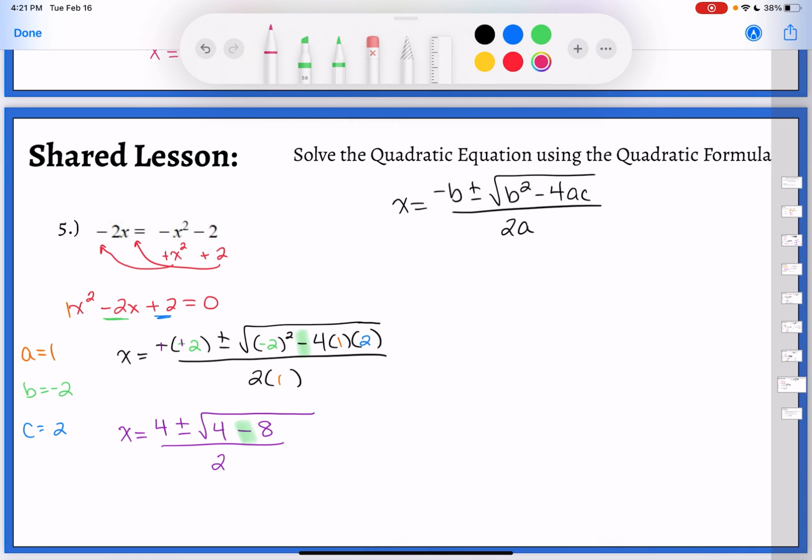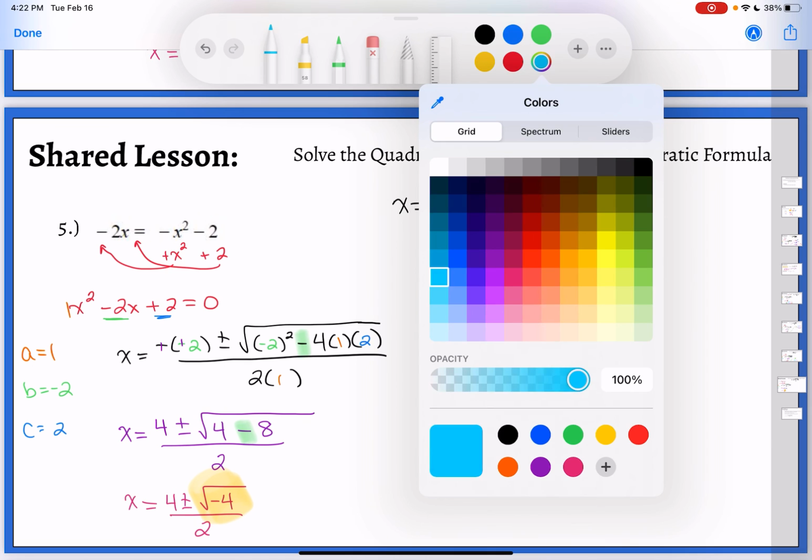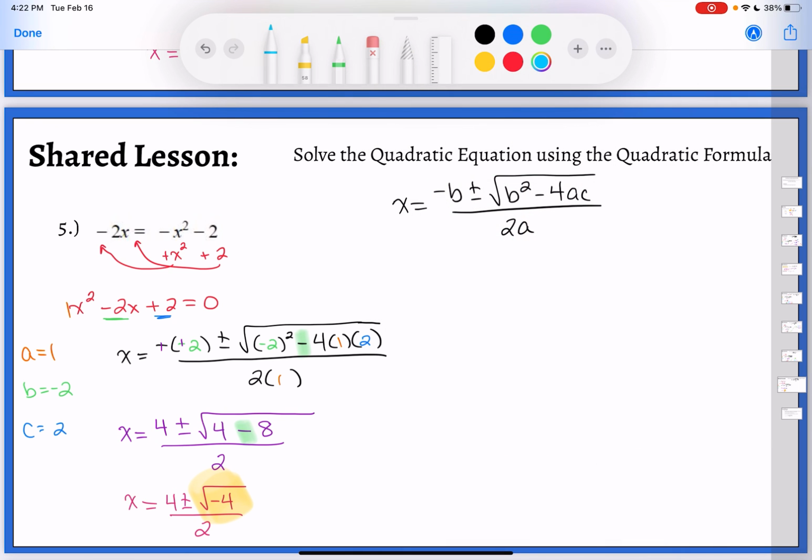Oh, wait a second. X equals 4 plus or minus the square root of 4 minus 8 is negative 4, divided by 2. Wait a second. Can you take the square root of a negative number? Not in the real world, right? So as soon as I get this square root of a negative number, if there's a negative on the inside, I'm going to go back and double check and make sure that I have my negatives right in the step before that. Yeah, okay, negative 4 times 1 times 2, double check. A is positive 1, B is positive 2.